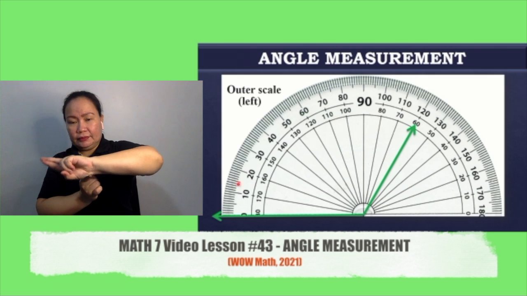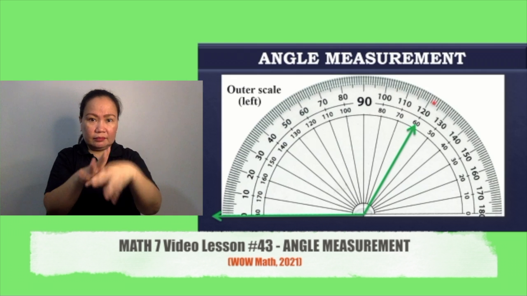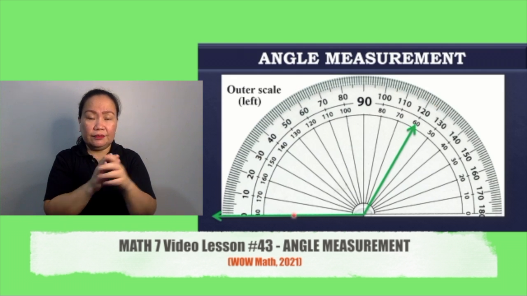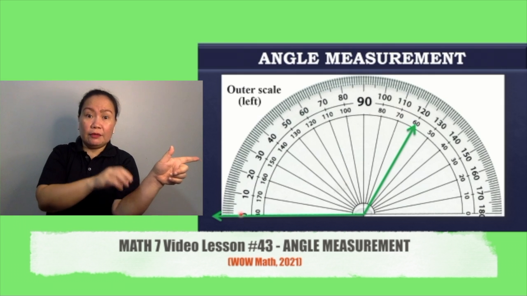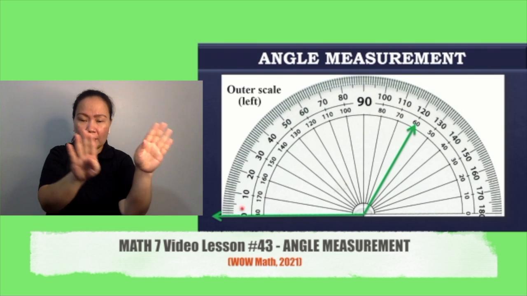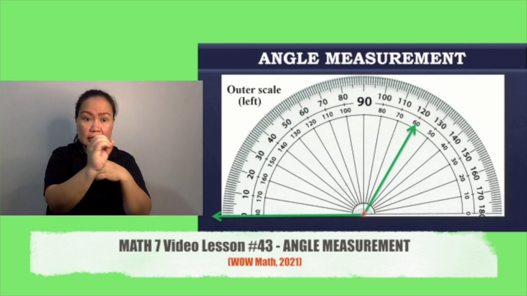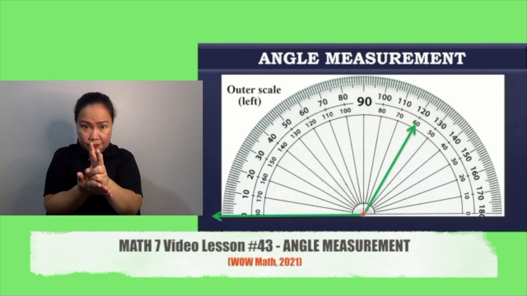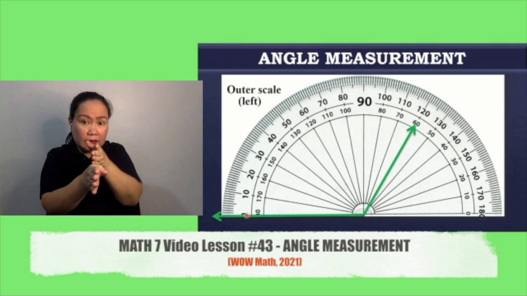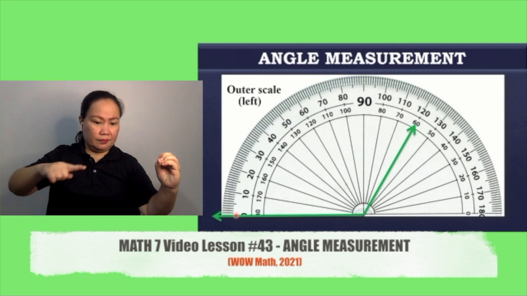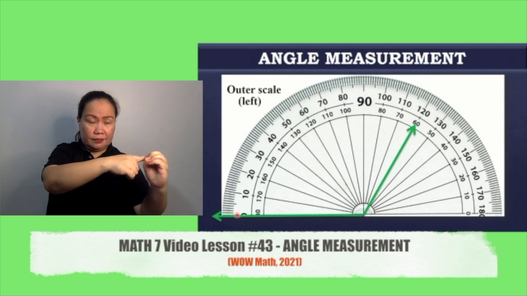Ang gagamitin po natin dito is yung outer scale. Okay? Bakit po? Kasi kung nasa left siya nag-open, ito yung 0 degree mo. Lagi mo siya itatapat sa 0 degree. Kaya nga po sabi kanina, place the vertex of the angle dito sa protractor, itong pinakagitna. And then after that, i-align yung side ng angle doon sa 0 degree. Siyempre, 0 degree kasi wala pang sukat. So, dapat nakatapat siya sa 0 degree.